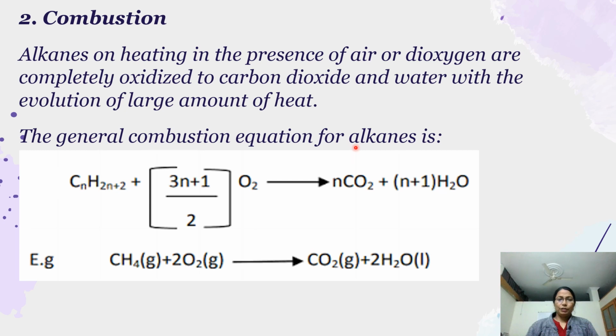The general combustion equation for alkane is: the general formula of alkane, as we know, is CnH2n+2. It combines with (3n+1)/2 O2 and forms nCO2 plus (n+1)H2O. Now methane, that is CH4, when combined with 2O2, gives CO2 plus 2H2O.